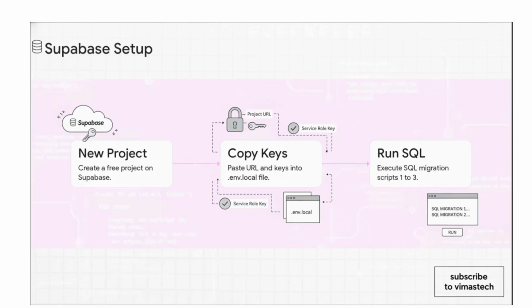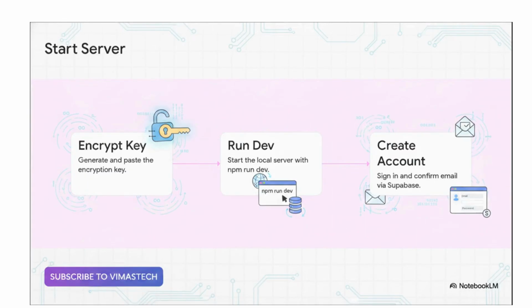Then, to get your database tables set up, head over to your Supabase SQL editor. You literally just copy the provided migration code from file 1, paste it, hit run, and repeat that for files 2 and 3. In a matter of seconds, your entire database architecture is good to go. To wrap up the local setup, run a quick command provided in the project to generate a secure encryption key and paste that into your environment file too.